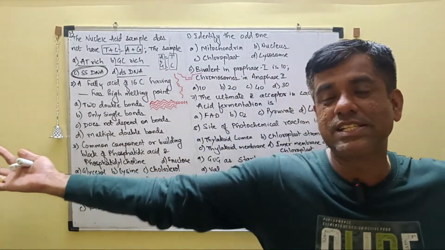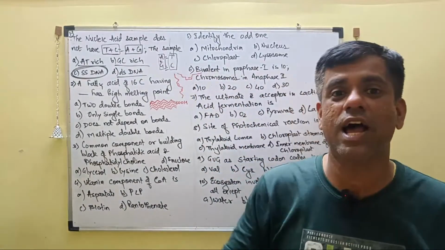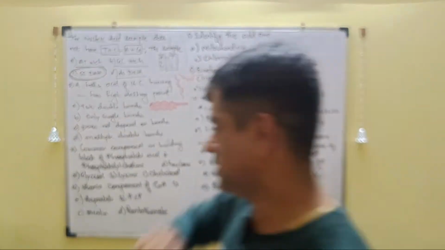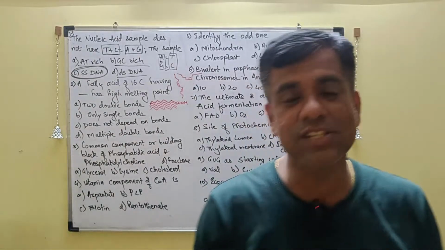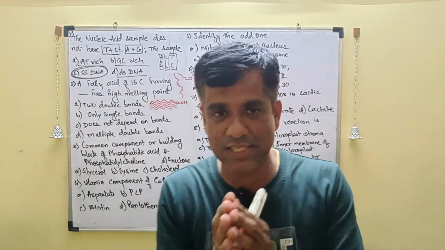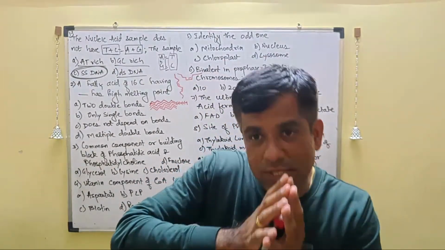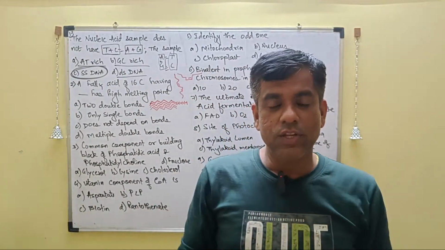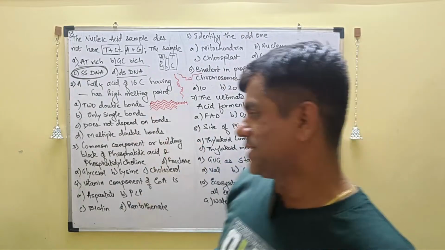The more single bonds there are, the better, because a double bond will introduce a bend in the molecule, so it should have only single bonds. Priyanka says D, multiple double bonds. No, the more double bonds there are, the more the molecules will be separated from each other and the melting point will be low. It should have no double bonds. It should have only single bonds. Now tell me the answer.